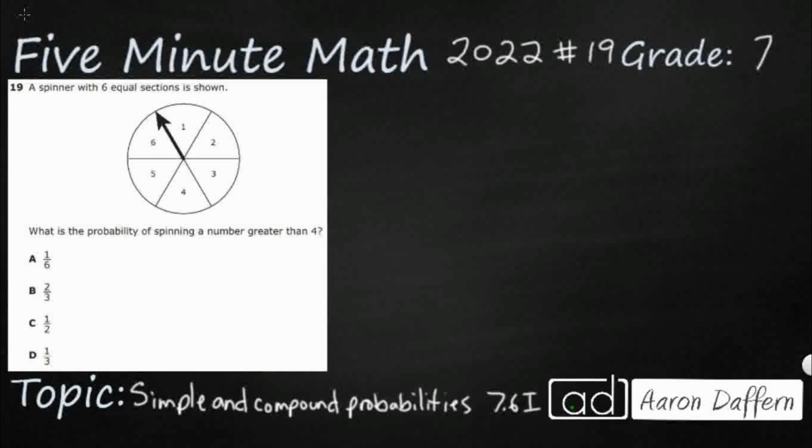So we have a spinner here, 6 equal sections. That's going to be important because we're going to need fractions here. Fractions only work if each section is equal, and it also looks visually equal as well. What is the probability of spinning a number greater than 4?